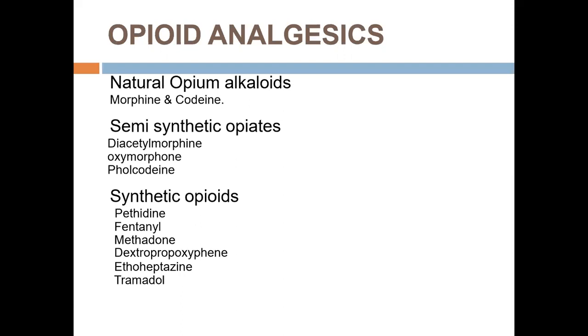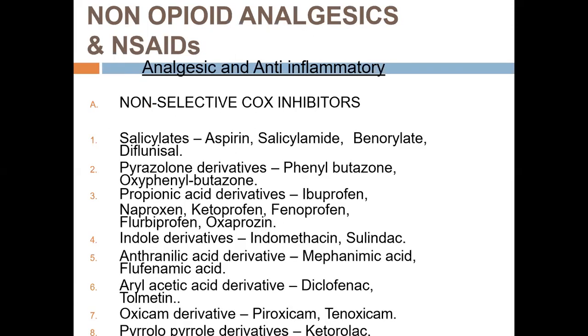So opioid analgesics include natural opium alkaloids, that is morphine and codeine, and semi-synthetic opiates like diacetylmorphine, oxymorphone and propoxyphene. Synthetic opioids are pethidine, fentanyl, and methadone, and also dextropropoxyphene. Pentazocine and tramadol are other types of synthetic opioids.